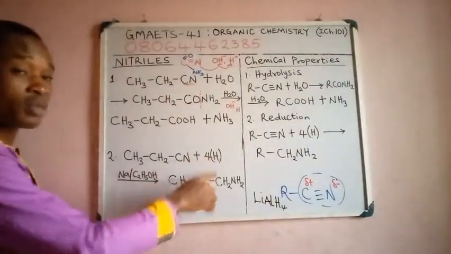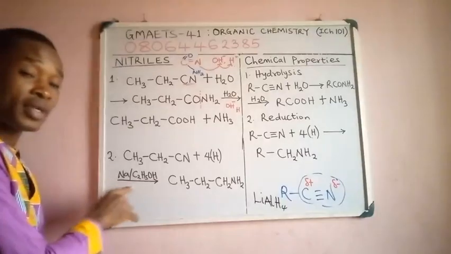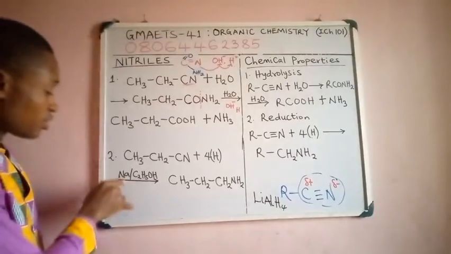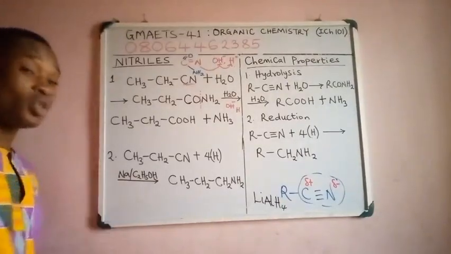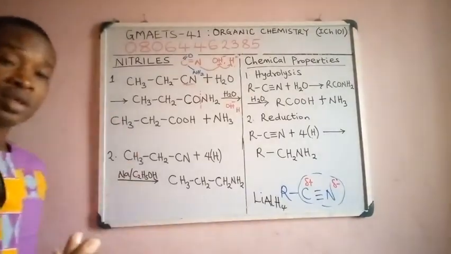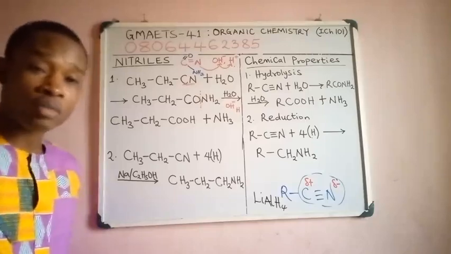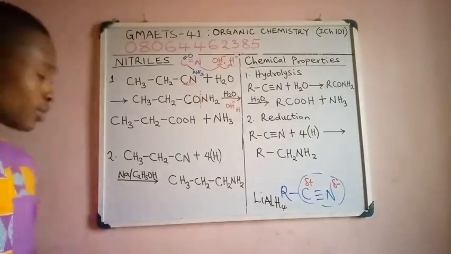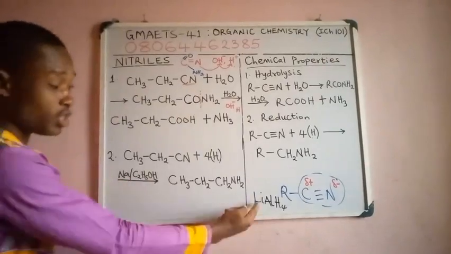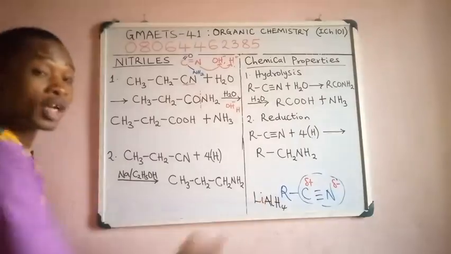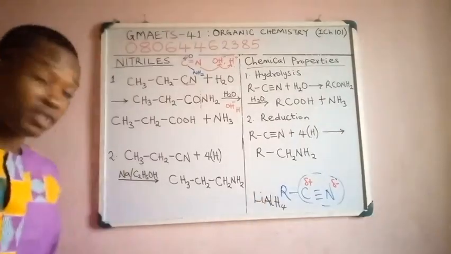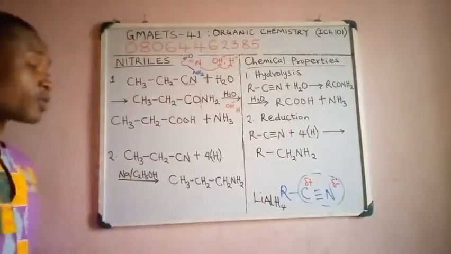These 4 hydrogen atoms are donated by the reducing agent. Here we are using the reducing agent sodium in ethanol. You can use catalytic hydrogenation, where you introduce hydrogen gas in the presence of a catalyst, either platinum or palladium or rhodium nickel. You can also choose to use lithium tetrahydroaluminate as a reducing agent. I have decided to use this, okay? So let us see what's going to happen.